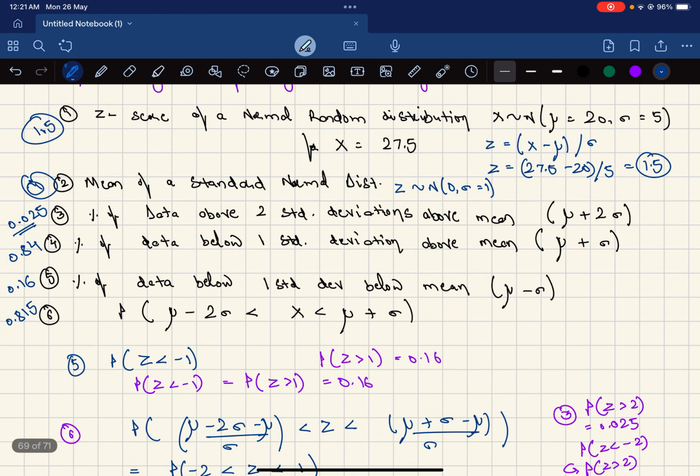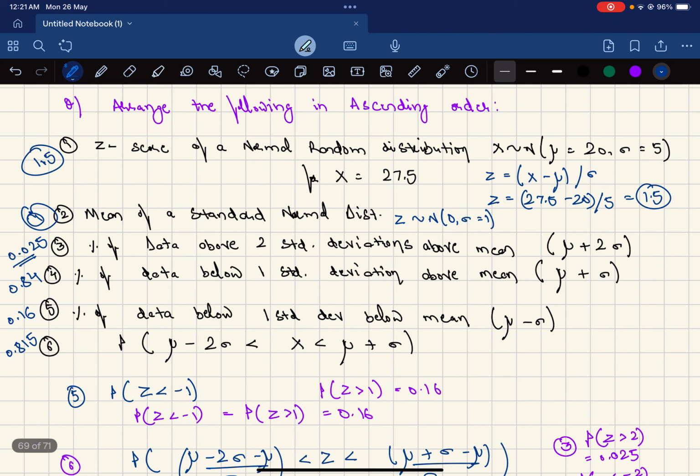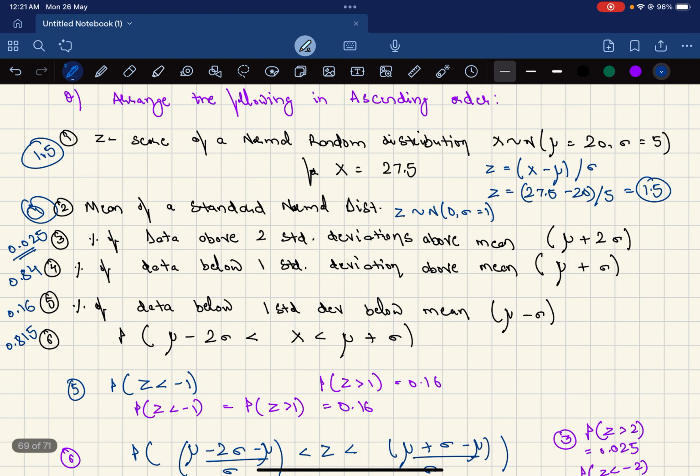Now that we have got the 6 values, we can easily arrange them in the required ascending order. So this exercise was basically aimed to see how we can use the empirical rule to get the probabilities, and we have not used any tables here to get the same probabilities.